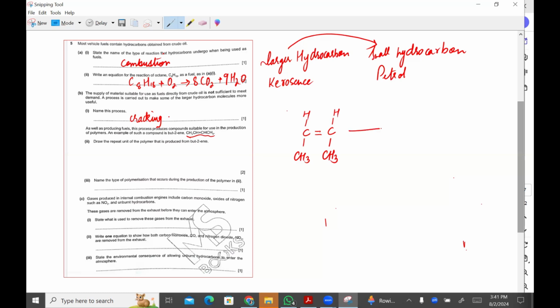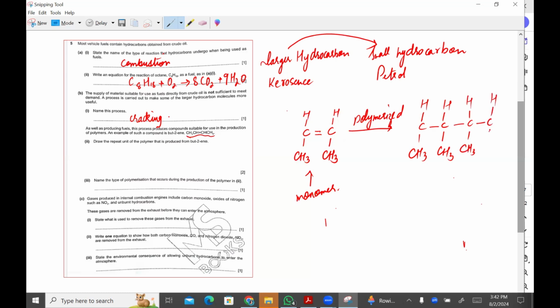When they are polymerized, what is going to happen? This double bond is converted into a single bond like this. And this is basically a monomer. When they are polymerized, they form the repeating unit with single bonds. So this is basically the repeating unit among them. Is that clear, Sultan? Yeah. So this is the repeating unit, and we just need to write this repeating unit here.